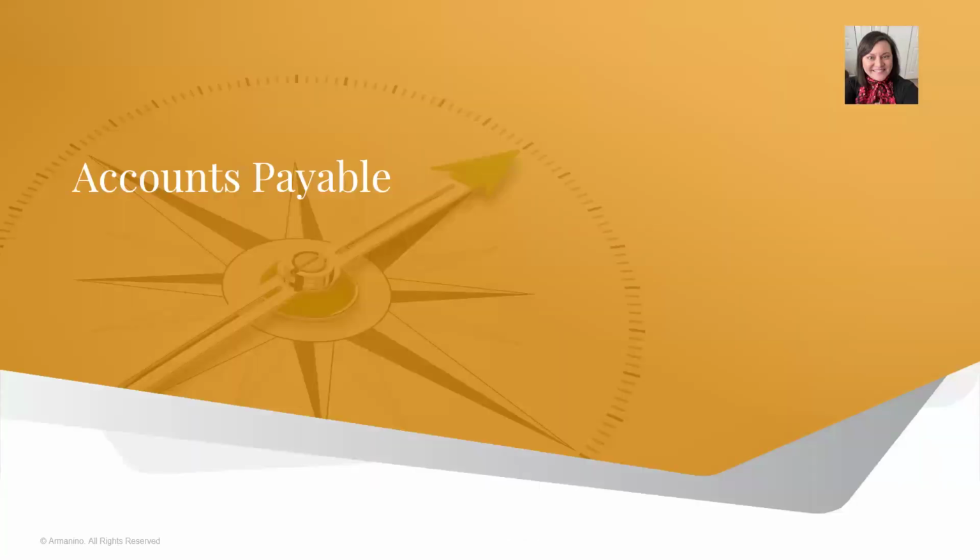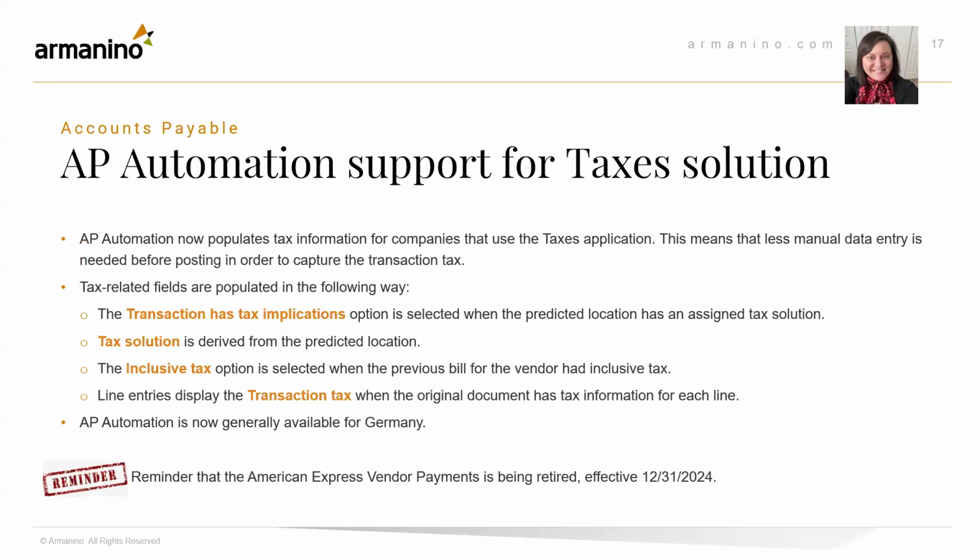In accounts payable, first, a quick reminder that American Express vendor payments is being retired. The effective date is 12/31 of this year. However, they do recommend that you process your last payments via this service by the 20th of December, please.